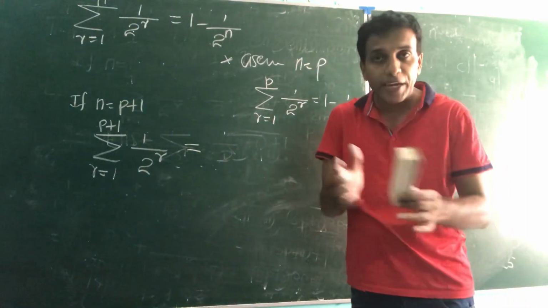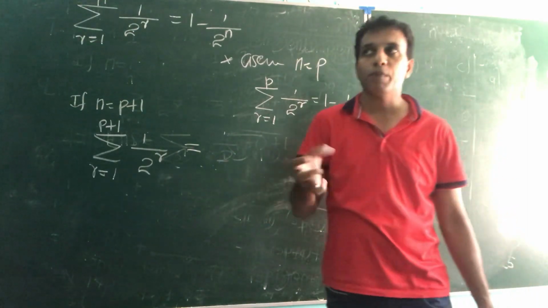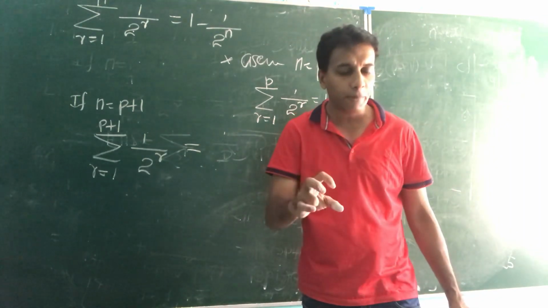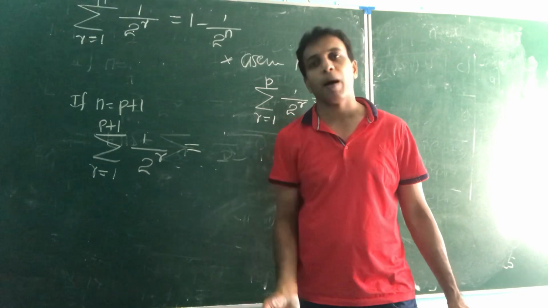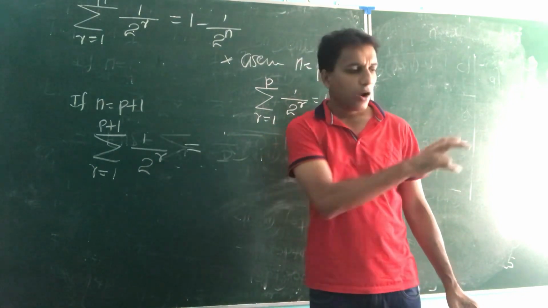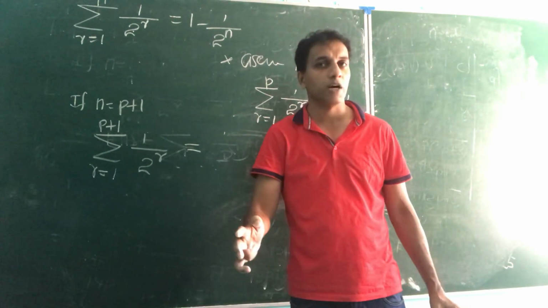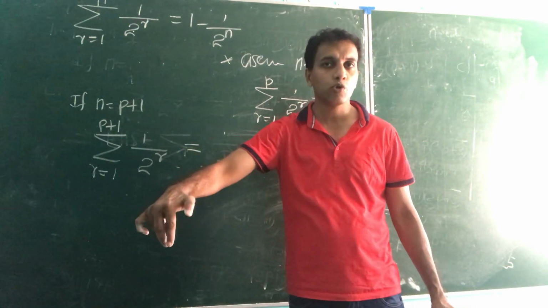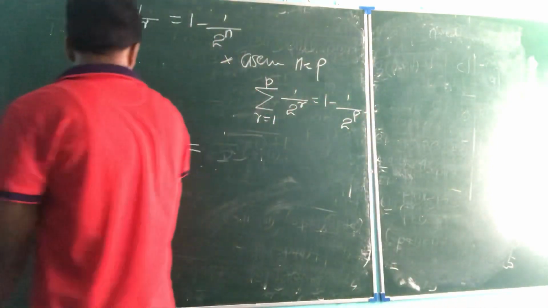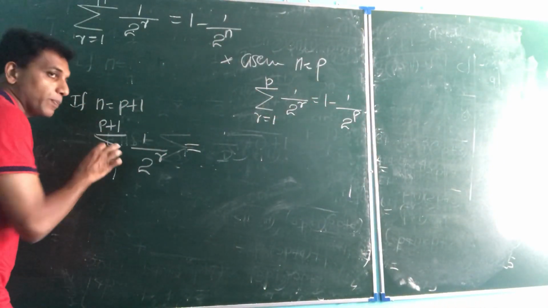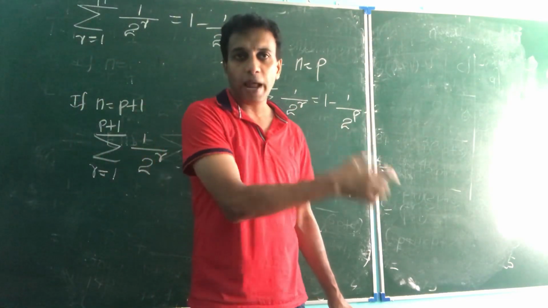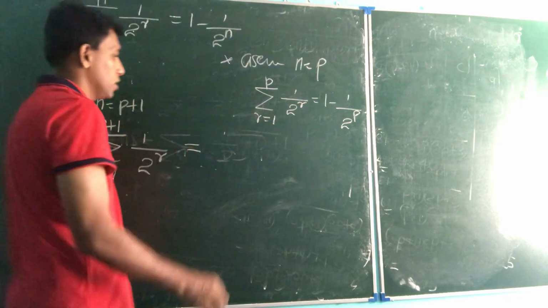So here I can break it into 2 parts. For example, if 11 numbers are added, can I write up to 10 numbers and add the 11th number? If you want to add 25 numbers, can I take the answer for 24 terms and add the new 25th number? That's the case, right? So in this case, I can say the sum from 1 to p and the p plus 1th term.